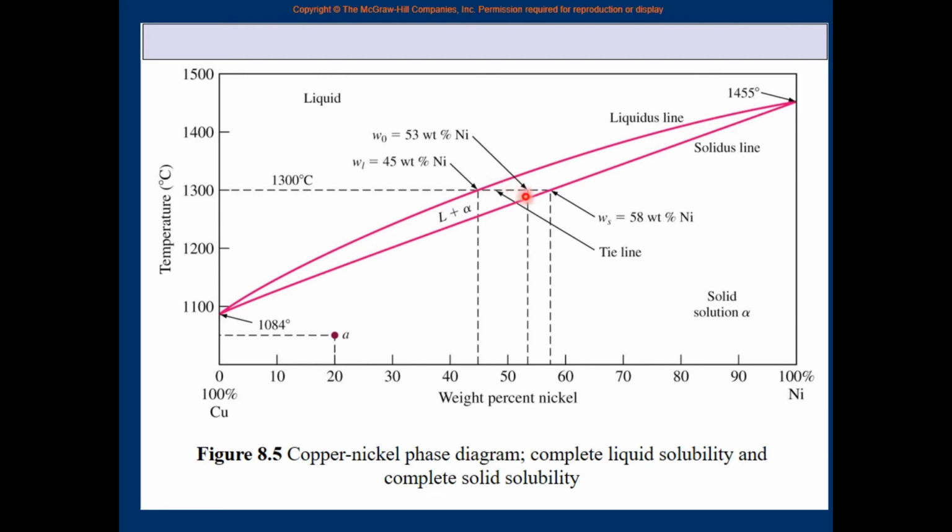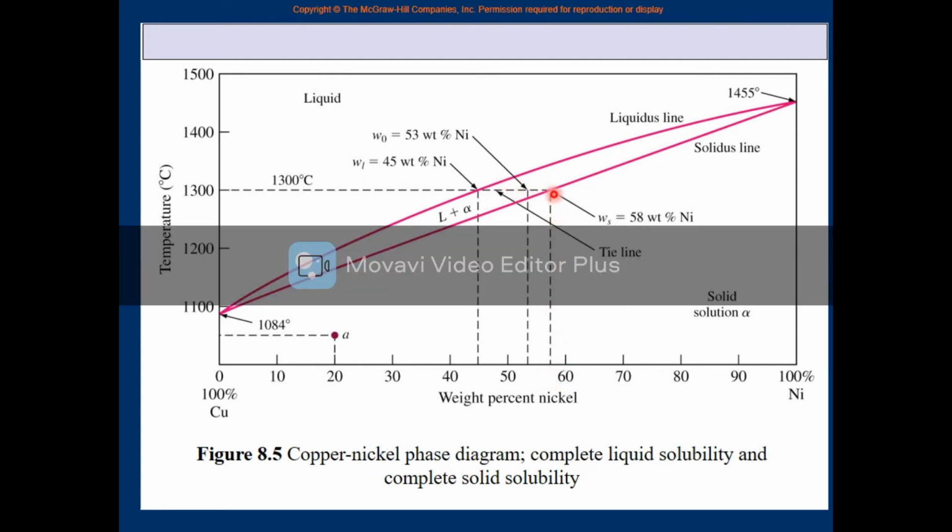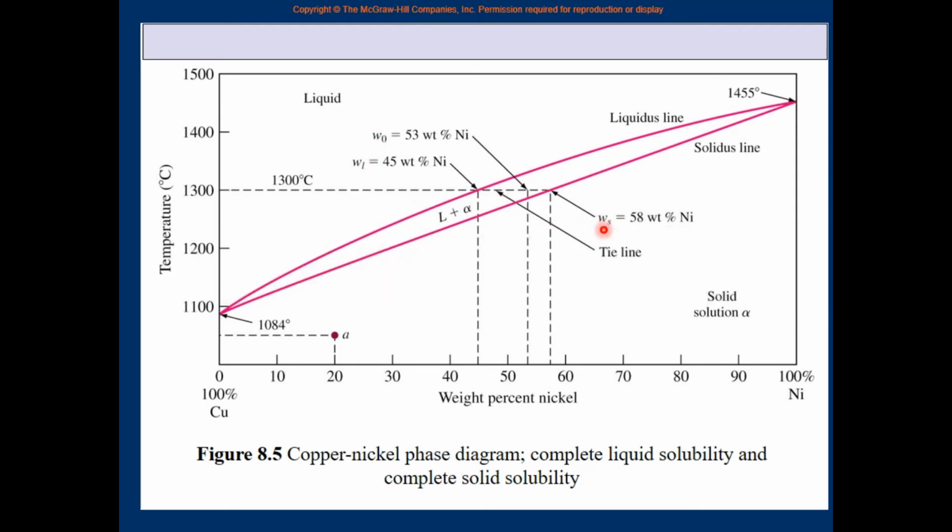Similarly, we cut this line with the solid, read this. So the composition of the solid phase is 58 weight% nickel. If you see, they are writing W, W, W here because of weight%. We could write M here for mass%. So this is the weight% solid, this is the weight% original material, this is the weight% liquid, isn't it?